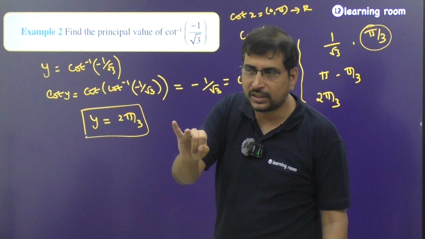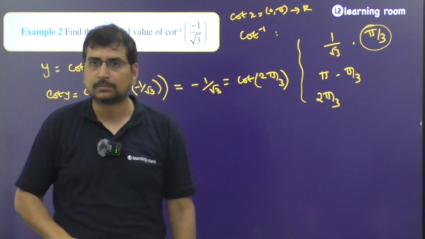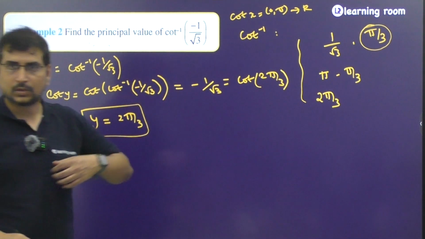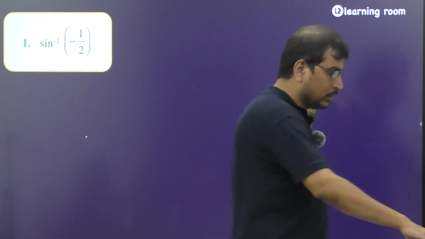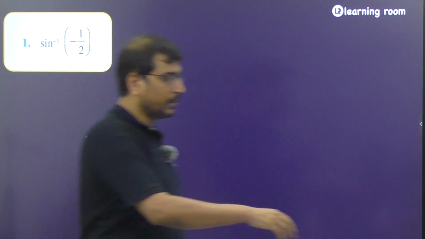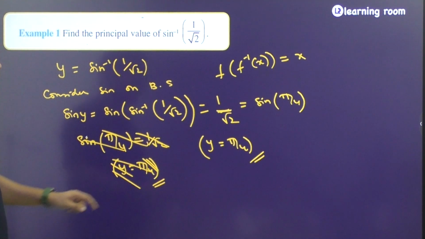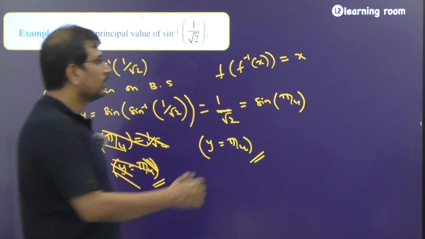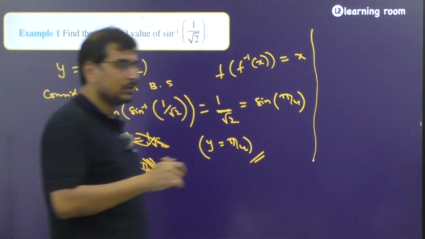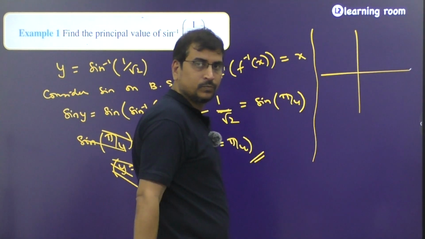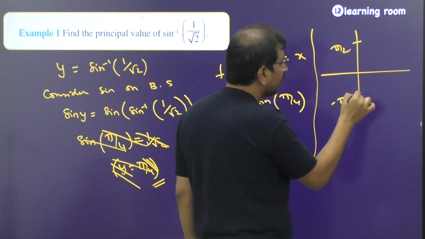Whereas if it is sine inverse, cosecant inverse or tan inverse, you will find the acute angle, no? Just put a minus sign in front of it, you are done. For the first question, the answer would have been minus pi by 4. For the second, sine inverse, what is the principal range? Minus pi by 2 to pi by 2. Otherwise, the second quadrant would come. Minus pi by 2 to pi by 2 means this is minus pi by 2 and this is plus pi by 2. The value will be here.